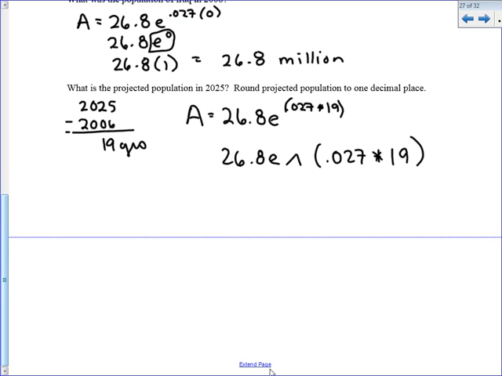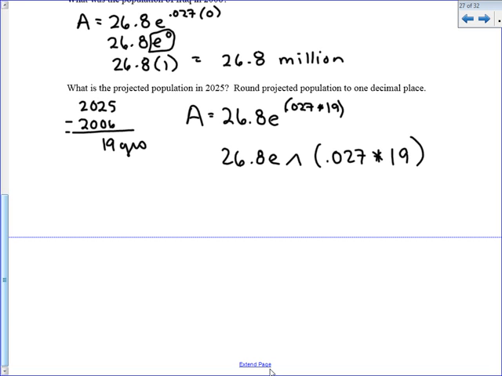Type in 0.027 times 19 and close the parenthesis. For people who have calculators that don't hold the displays, it's a little bit more work because you have to do this in 3 pieces. So if you have one that looks like this, what you have to do first is multiply the exponents. So you're going to do the 0.027 times 19 and then hit equals. Now hit second and your natural log button is over to the right of that.